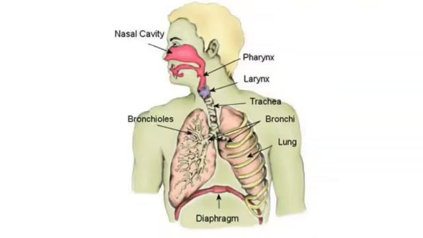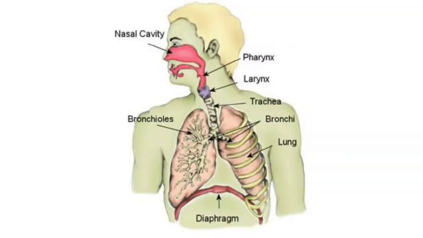Next, after passing through the nasal cavity, air enters the pharynx. Then it goes down into a long tube called the trachea, which is also called the windpipe, and the trachea has many rings on its surface. Between the pharynx and trachea lies a small air passage called the larynx.